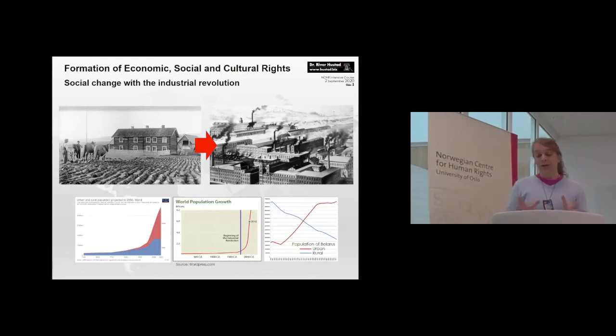Socioeconomic rights really got their traction during the Industrial Revolution, as people became disconnected from land and started to move to cities. You had a new social and economic order detached from land, with people working in factories, and urbanization. That's what those charts show: as urbanization, moving into the cities, and manufacturing work came, that traces the growth of economic, social, and cultural rights as well.